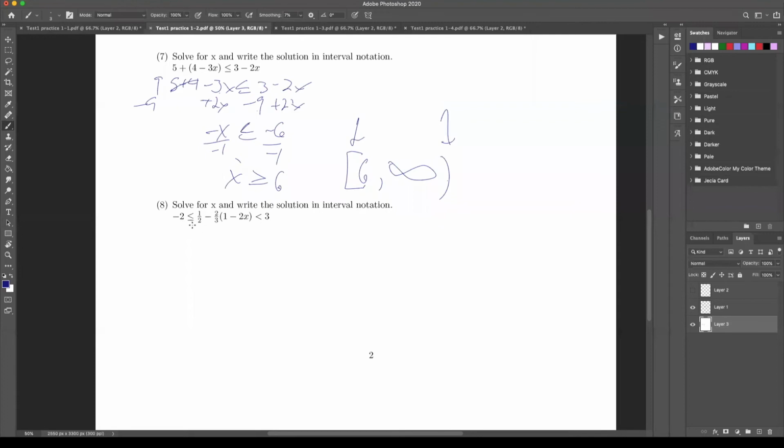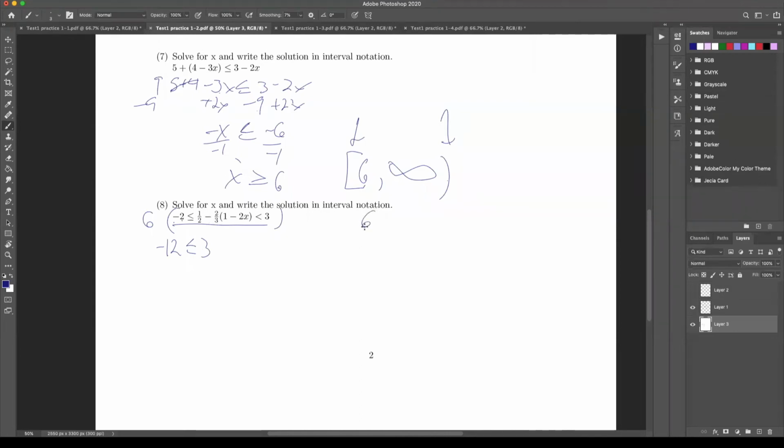For this one, if you see something awful like this, my suggestion always is to just clear out your fractions. And so in order to do that, I'm going to multiply everywhere by 6. All right, so negative 2 times 6 would be minus 12. A half times 6 would be 3.